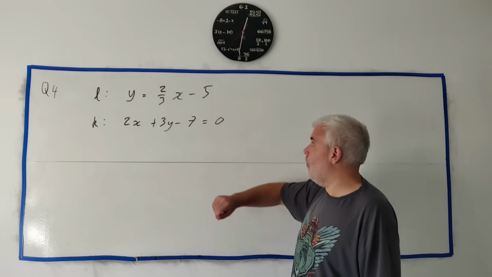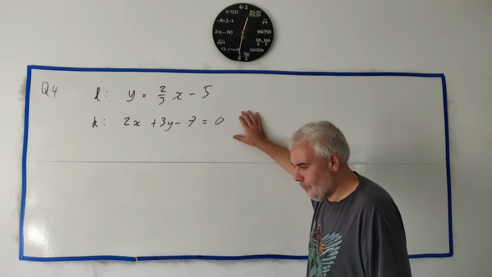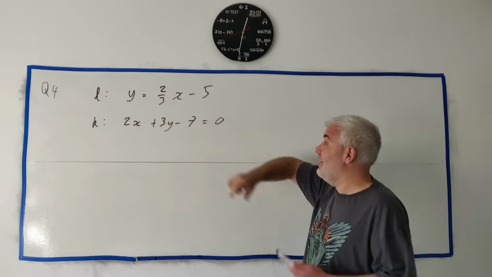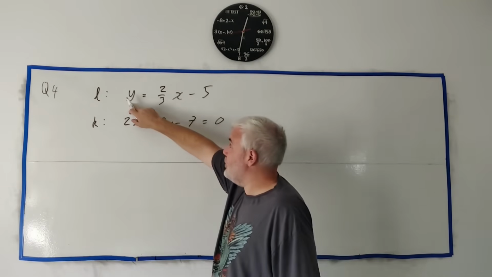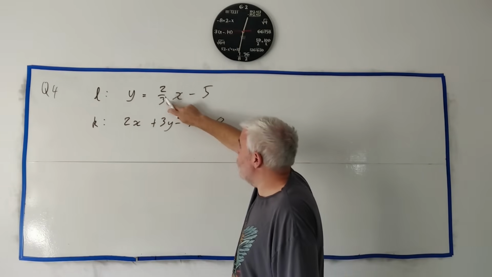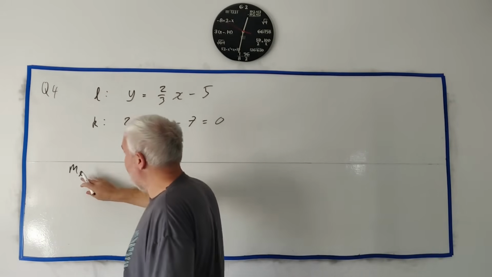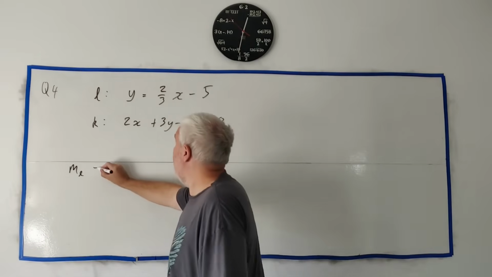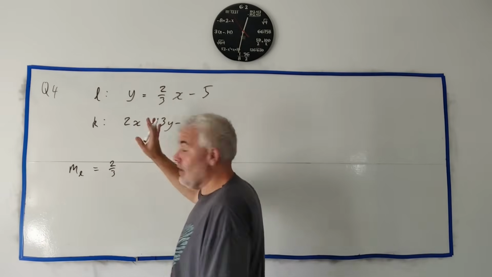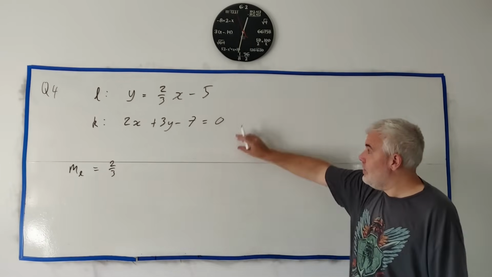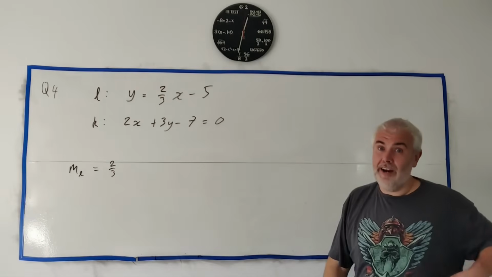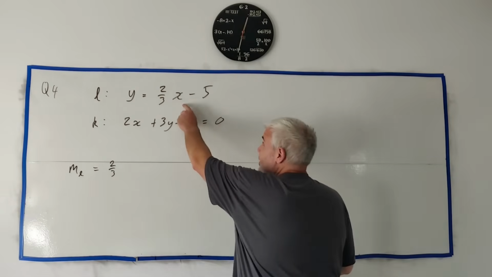How do you get the slope of these lines? This one is fairly easy. Once y is on its own, y equals, the slope is just what's in front of the x. So for, we'll call it m with a little l, the slope of l is equal to 2 over 3. Very easy. To find the slope of this one, it's not too hard. We just rearrange it the same way.